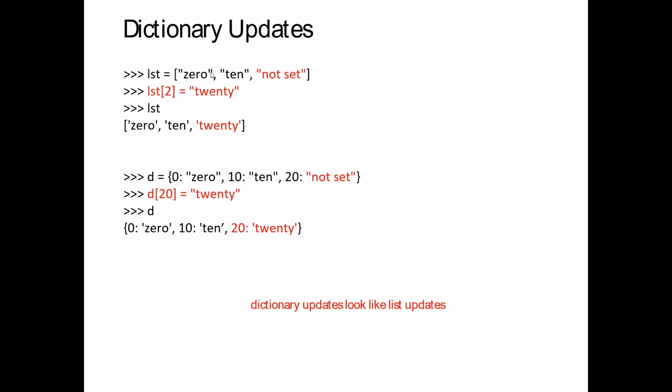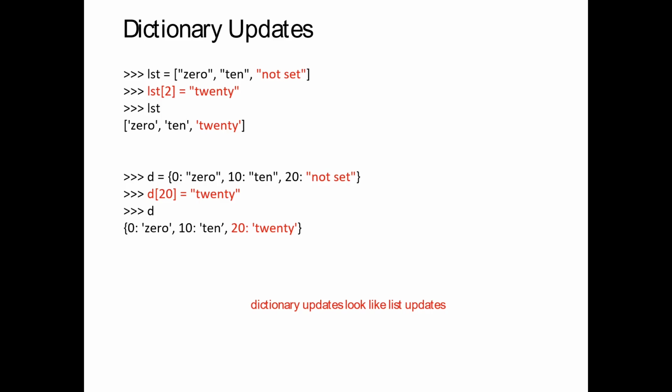So here's the idea. If I have a list 0, 10 and something that's not set, to index into it, I'm going to use the list with the square brackets and an index. I can assign that a new value. So now I've got 0, 10, 20, and there it is. I've now updated the list. So that's pretty straightforward. We've done that for about 3 lectures now.